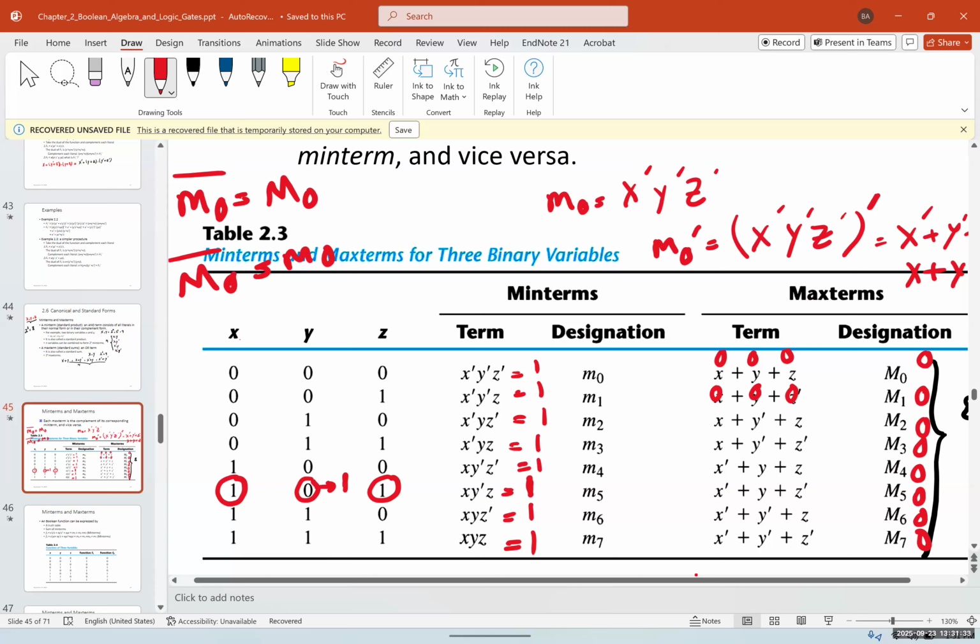Like x prime, y prime, z prime, when x is 1, x prime would be 0. When y is 1, y prime would be 0. And when z is 1, z prime would be 0. So 0 plus 0 plus 0 again gives us 0. And it's obvious because these two are a complement of each other. So if this is 1, the minterm is 1, max term should be 0 because they're opposite of each other. Does it make sense? Yes? Okay.